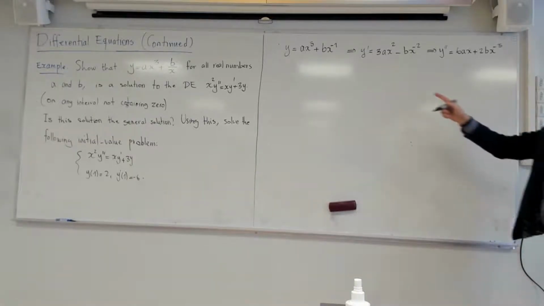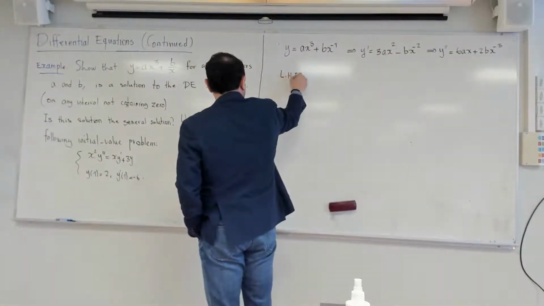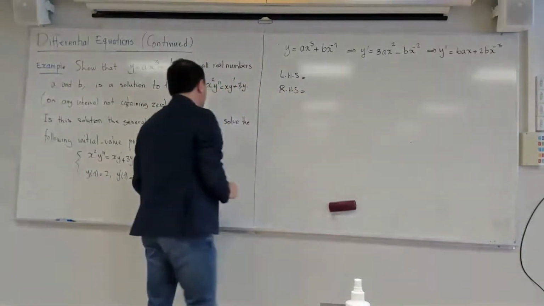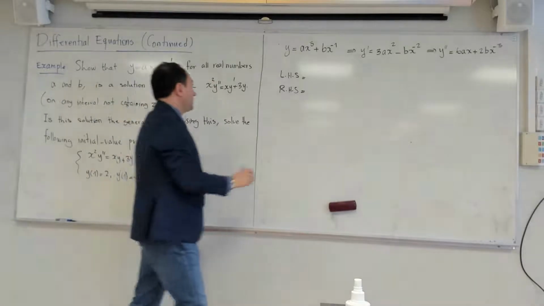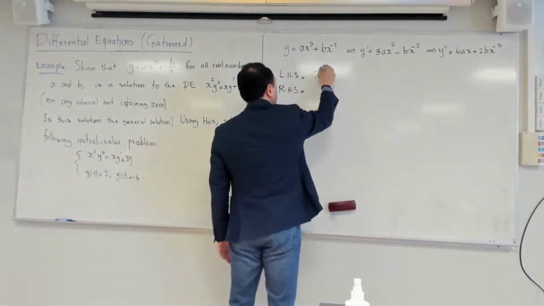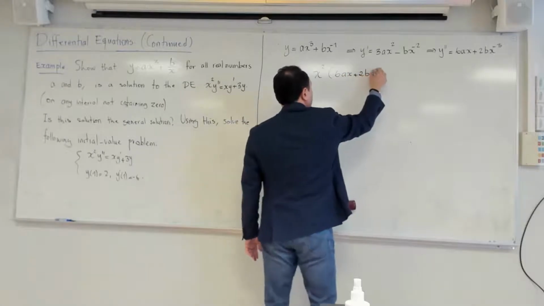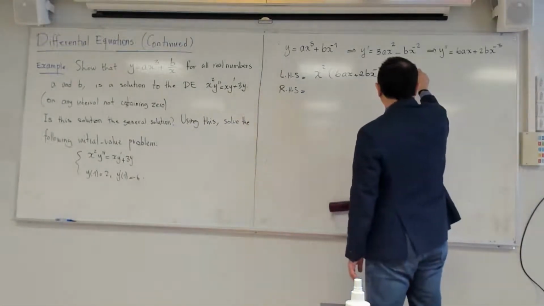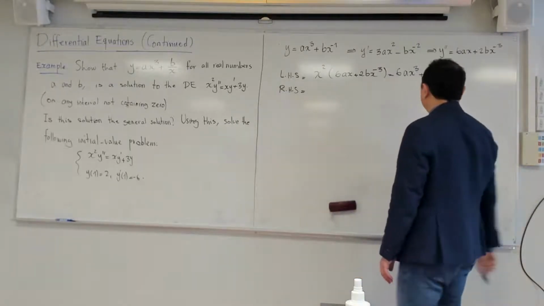Okay, now I can calculate the left-hand side here, I can calculate the right-hand side, and compare the answers. So here I have to multiply x squared by my y double prime. It becomes x squared times 6ax plus 2bx to the negative 3. And I multiply this, so it becomes 6ax cubed plus 2bx to the power of minus 1.